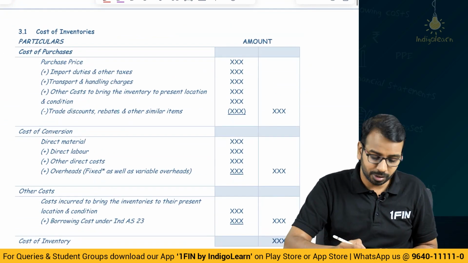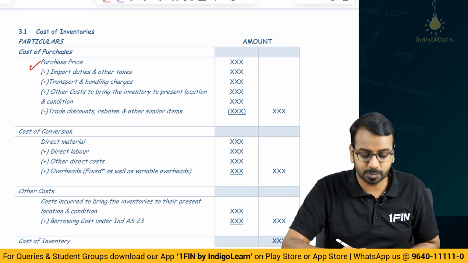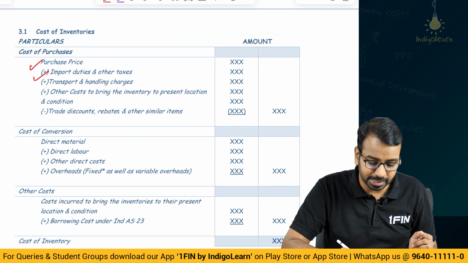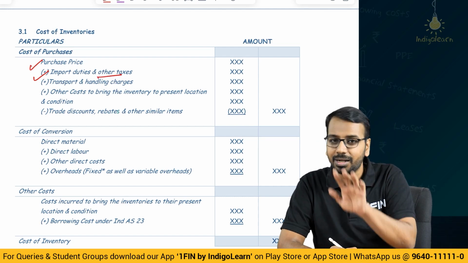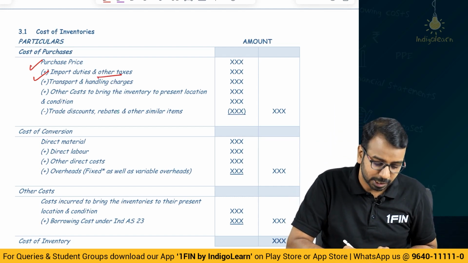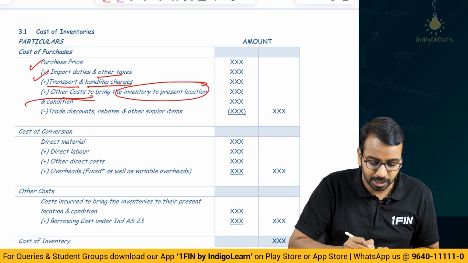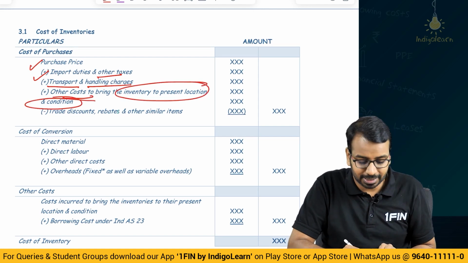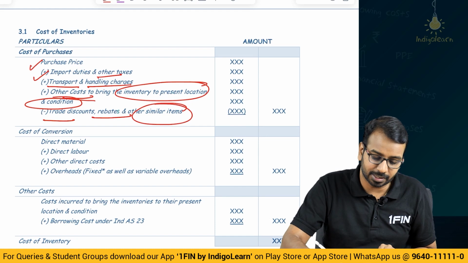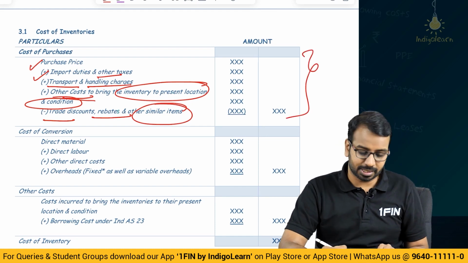For cost, what all will we include? We will include purchase price, we will include import duties and taxes. If they are refundable, we will exclude them. Then we will include transport and handling charges and any other cost to bring the inventory to present condition and location. We will deduct trade discounts, rebates and other similar items. So this is as far as the cost is concerned.